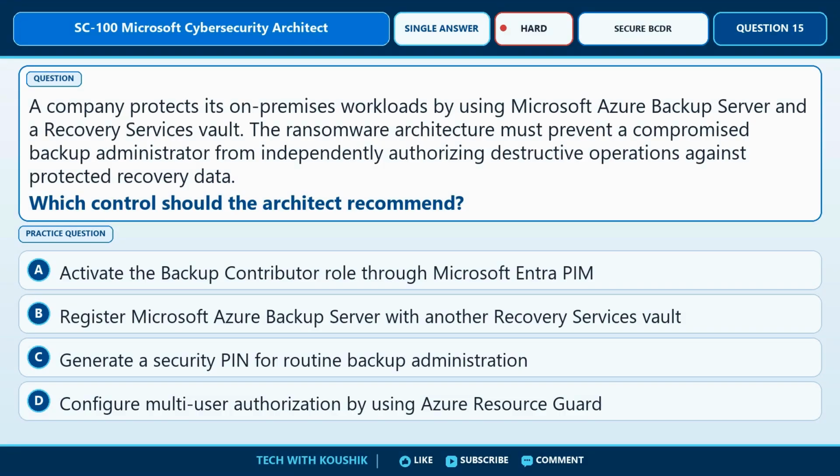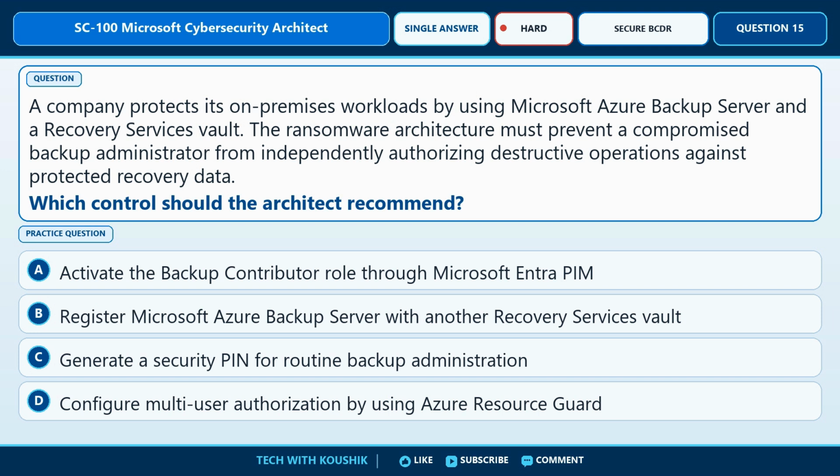Question number 15. Scenario. A company protects its on-premises workloads by using Microsoft Azure Backup Server and a recovery services vault. The ransomware architecture must prevent a compromised backup administrator from independently authorizing destructive operations against protected recovery data. Which control should the architect recommend? The available options are as follows.